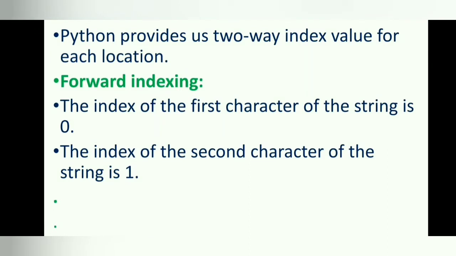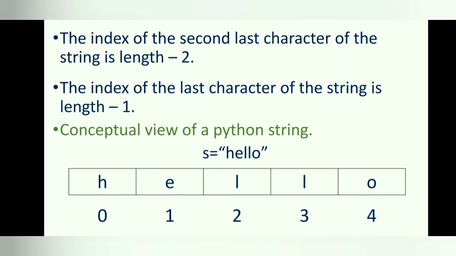Python provides us two index values for each location, forward indexing and backward indexing. Forward indexing. The index of the first character of the string is 0. The index of the second character of the string is 1. The index of the second last character of the string is length minus 2. The index of the last character of the string is length minus 1.